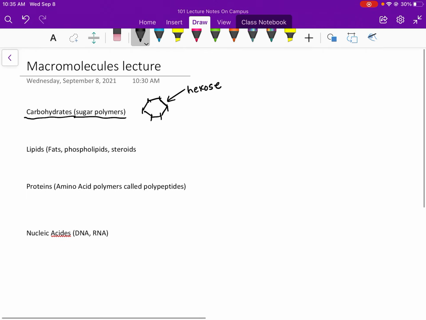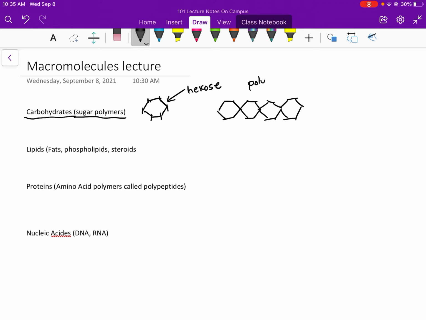And if you take one of those sugars and you link them together like this, 1, 2, 3, 4, 5, 6, and then 1, 2, 3, 4, 5, 6, 1, 2, 3, 4, 5, 6, this is a polymer. All right, and carbohydrates, of course, store energy. This is energy storage.